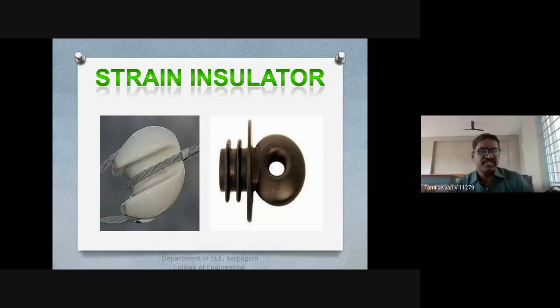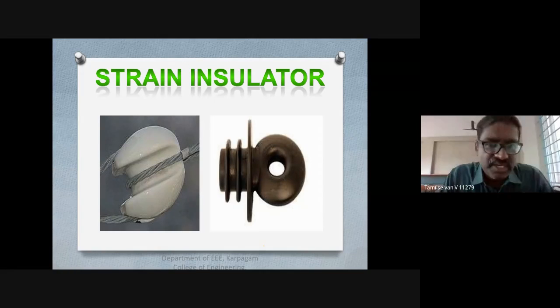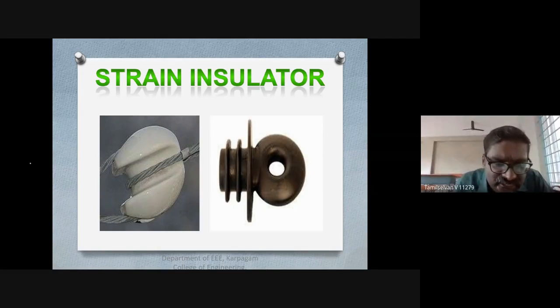Okay, so the next thing is our strain insulators. You can see this image, right? So these are your strain insulators.